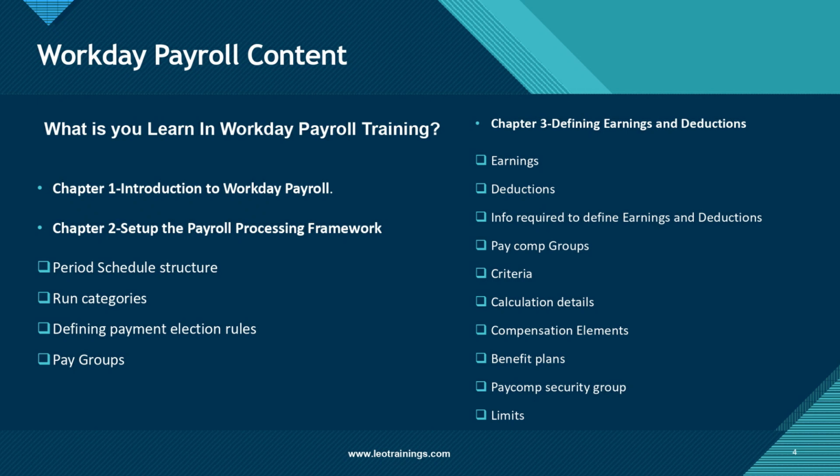Then earnings and deductions. In SAP we call them wage types. You can create custom wage types, and also use the existing system wage types. Here we have to create earnings and deductions, which is nothing but wage types. What we are going to learn is how to set up an earning, how to create a deduction, and what information is required in order to create an earning and deduction.